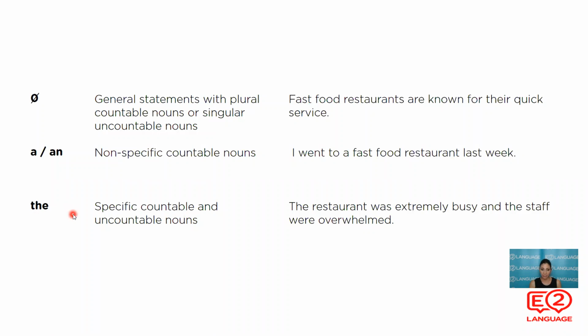The is used with specific countable and uncountable nouns. For example, the restaurant was extremely busy and the staff were overwhelmed. I could also say the restaurants were extremely busy. Now, which restaurants? Why have I used the? Because I'm talking about the restaurant that I went to last week. It becomes specific because I've already previously mentioned it. So the second or third or fourth time I mention it, you know which one I'm talking about. So that's why the second time I can use the definite article.